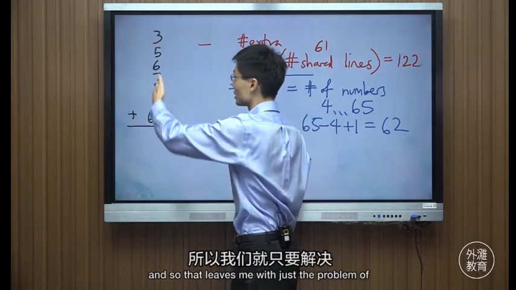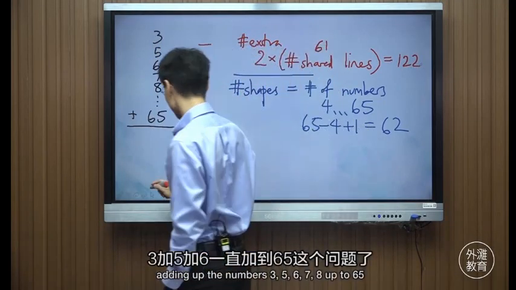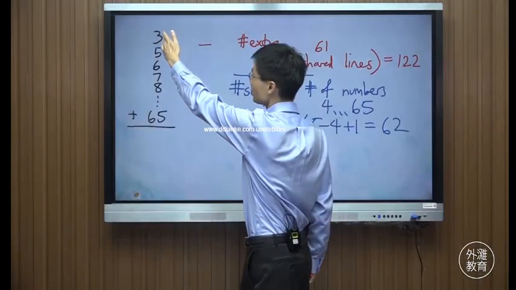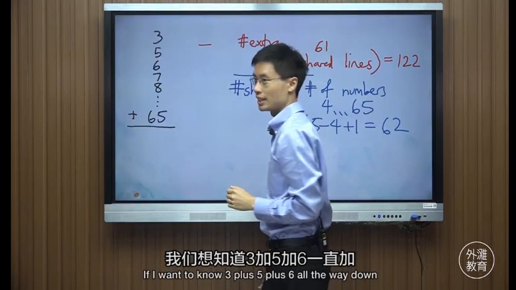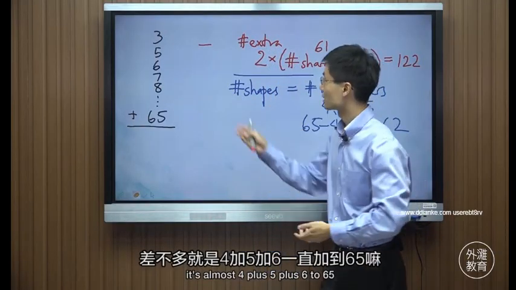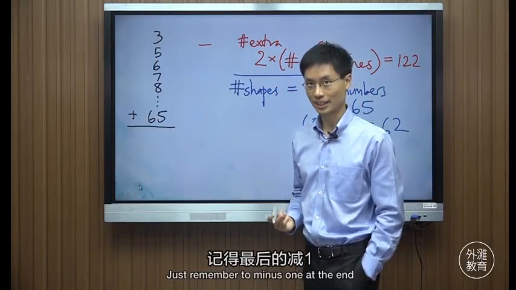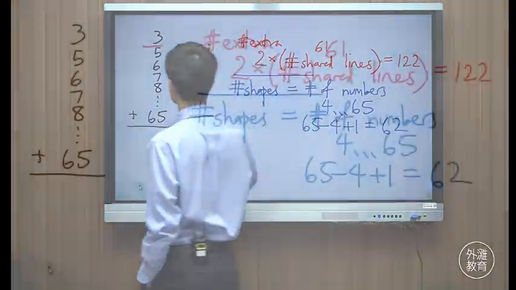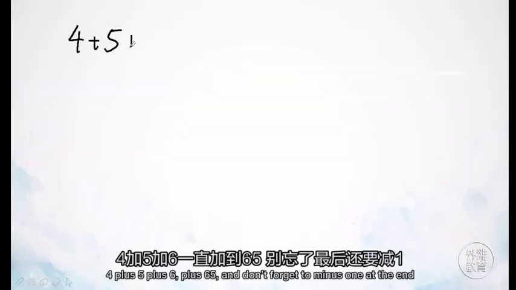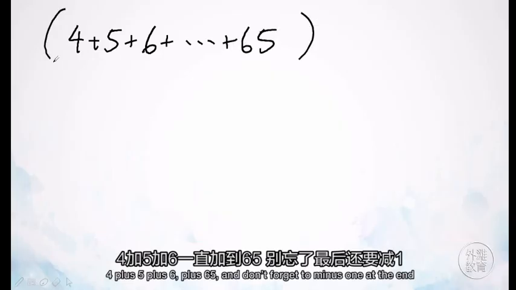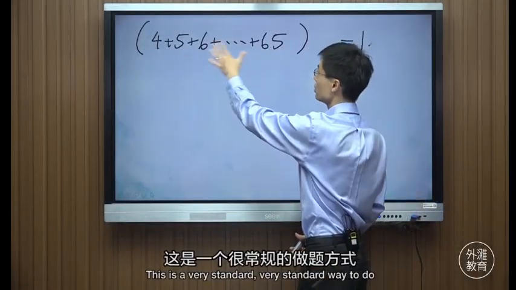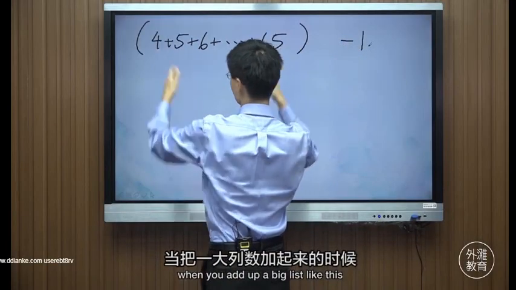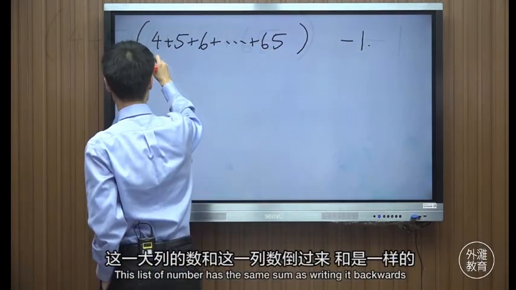And so that leaves me with just the problem of adding up the numbers 3, 5, 6, 7, 8 up to 65. The same idea as before is actually quite good here. If I want to know 3 plus 5 plus 6 all the way down, it's almost 4 plus 5 plus 6 to 65. Just remember to minus 1 at the end. So let's do that. 4 plus 5 plus 6 plus, up to 65. And don't forget to minus 1 at the end. There's a very standard way to do these kinds of problems. When you add up a big list like this, the list of numbers has the same sum as writing it backwards.